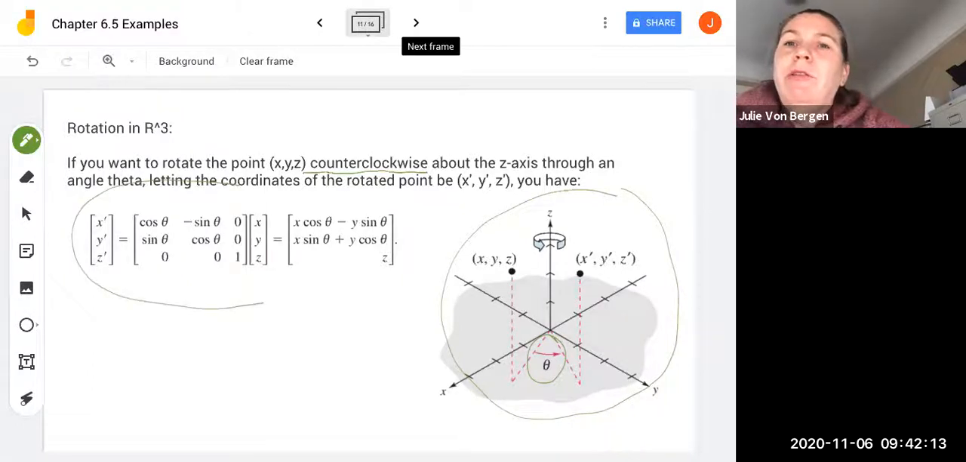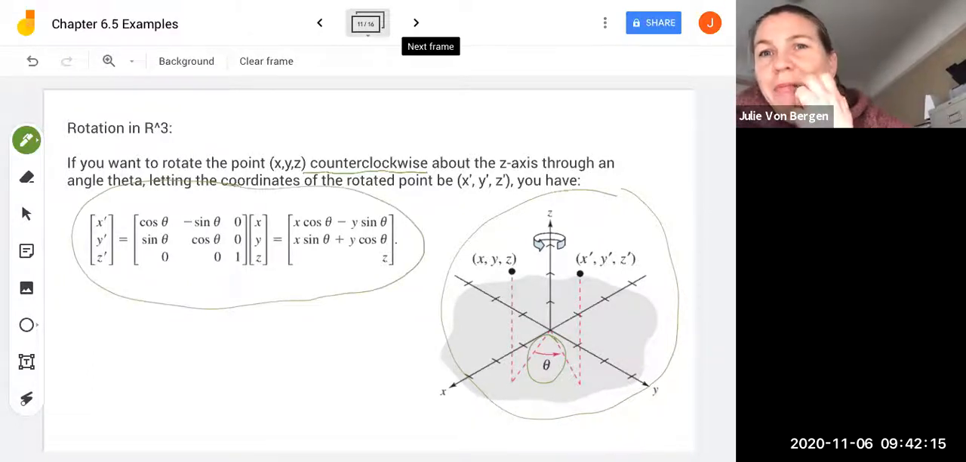So you're going to rotate using the matrix cosine theta, negative sine theta in the first row with a 0 for the z because z is unchanged. And then you're going to have sine theta, cosine theta, 0 in the second row, the 0 where the z goes because z is unchanged. And then your third row is going to be 0, 0, 1 because the z axis remains unchanged.